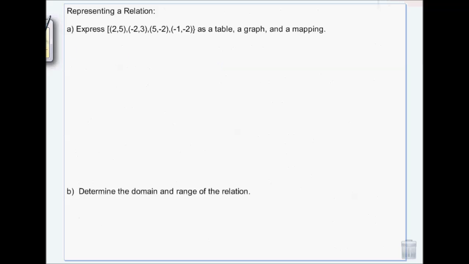So we'll do the table first. So I can list x and y. And I'm just going to list the x values. I have 2, I have -2, I have 5, I have -1. And then the y's that go with them: 2 goes with 5, -2 goes with 3, 5 goes with -2, and -1 goes with -2.